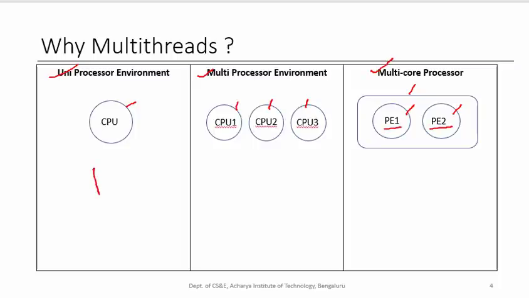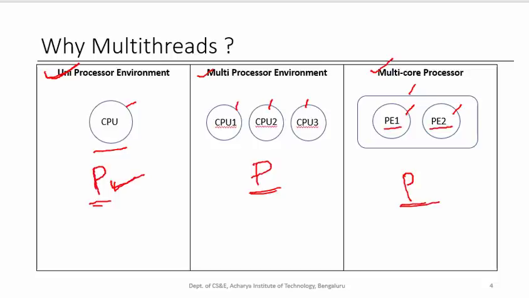Now let me explain the scenario of running this process P alone on these three different computing environments. What happens when you run the process P in this uniprocessor environment? The complete CPU is at the disposal of this process. So in this case, either this process is running or this process is not running.